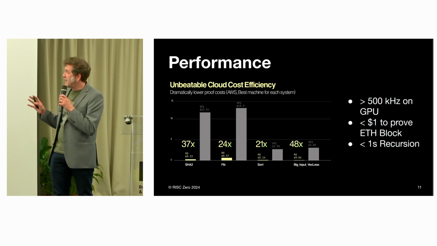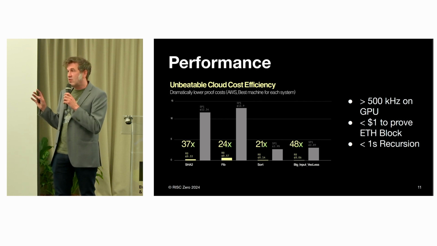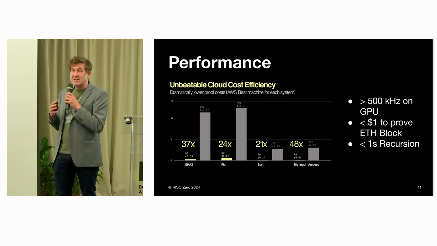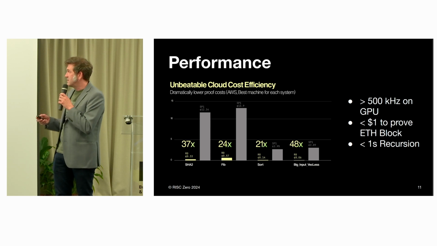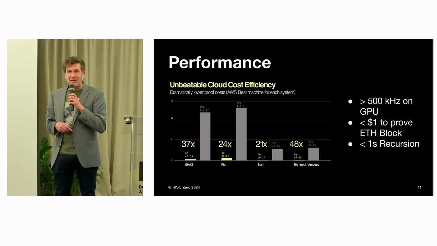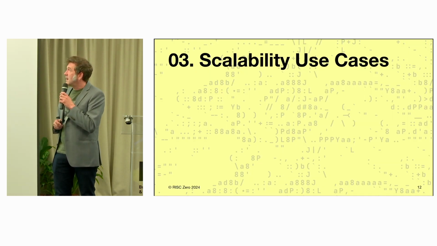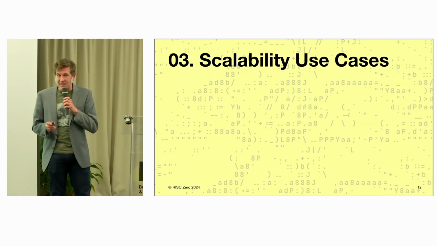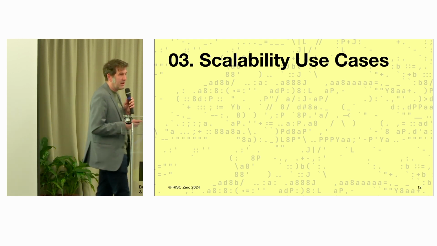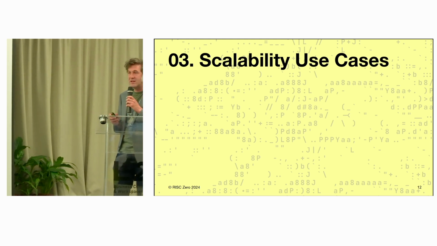At this point, you can actually run Reth, basically Zeth is what we call it, to prove an Ethereum block inside the ZKVM, and it is now under $1. And we have less than 1 second of recursion time. So I think that our performance is pretty hard to beat. Now that I've talked about the status of where we are as a product, I wanted to cover some interesting use cases.